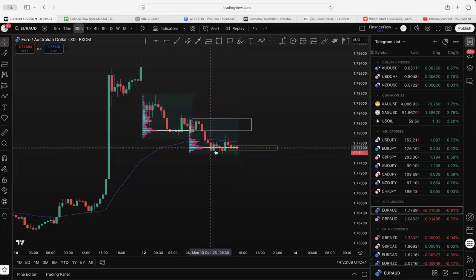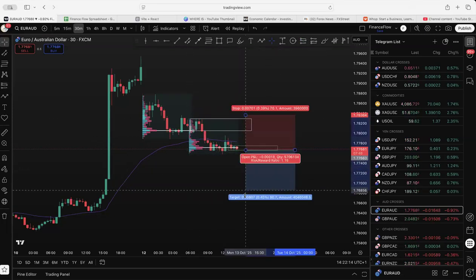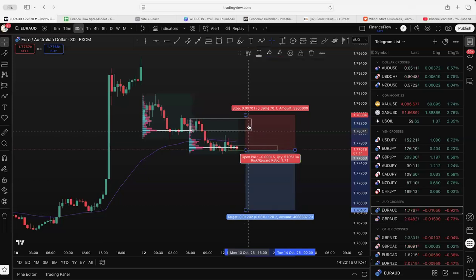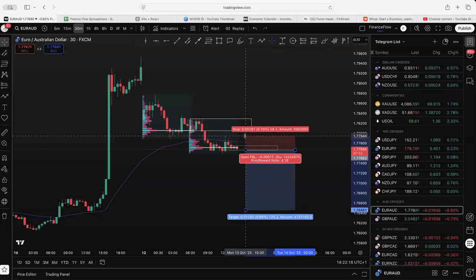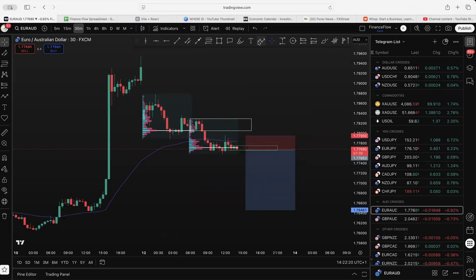Again, I think that this has got potential to fall even further, potentially down into this area here. Obviously stops around here. So I do think this has got a chance to fall a lot further because AUD is very, very strong and Euro is very, very weak. So I'm going to put that one in there as well. There we go.